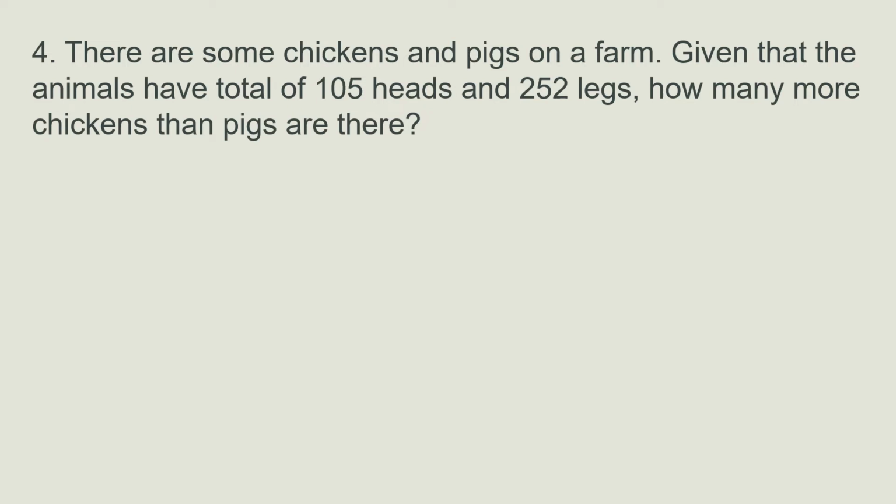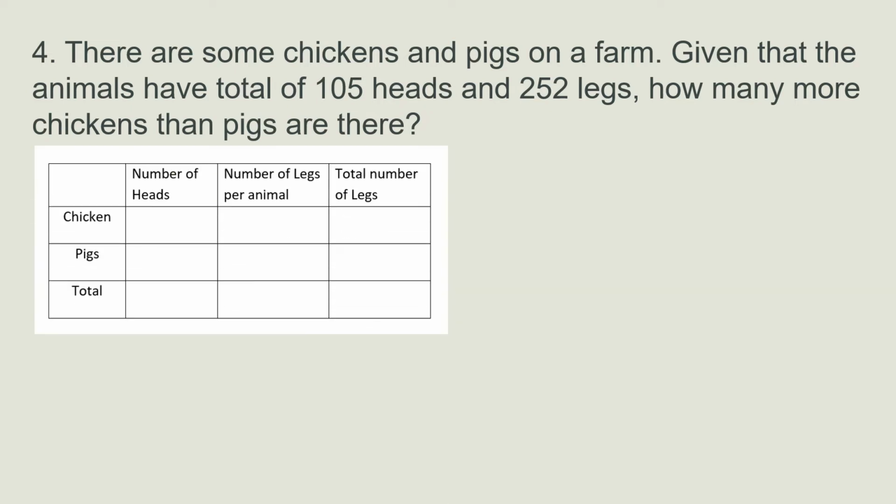So I will again use a table to make the representation. We are only given the total number of heads. When we say total number of heads, it's the same as saying the total number of animals, right? We only have one head per animal. And then we are also given the total number of legs, which is 252. So we are looking for the number of chickens and pigs.